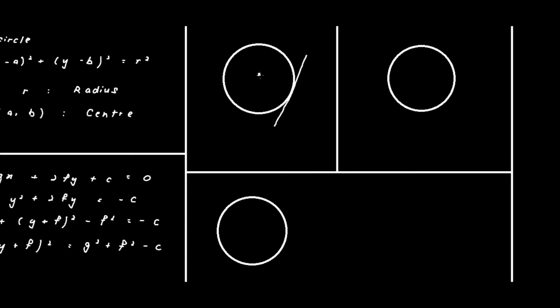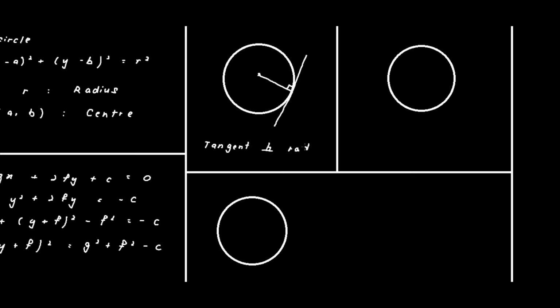And if you try to draw a line from the center to the point that the tangent touches the circle, it will actually form a right angle. Okay, which means the tangent and the radius will be perpendicular to each other.